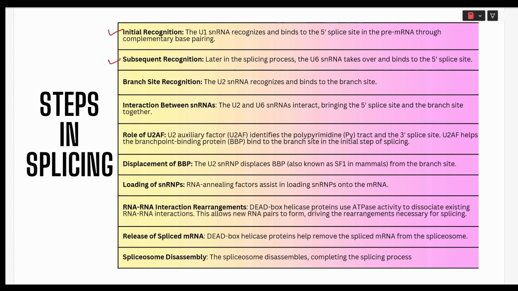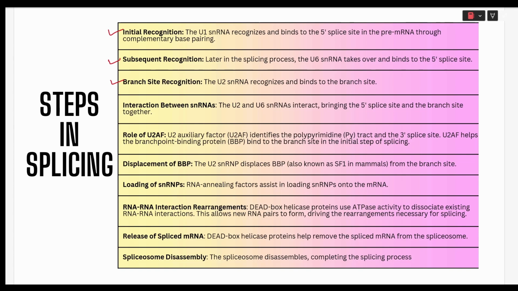The subsequent recognition involves the U6 snRNA, which actually replaces the U1 in order to take control of the 5' splice site. The third step that we have is the branch site recognition. I hope you remember the branch point in the middle, which is usually an adenine, right? That is recognized by U2.